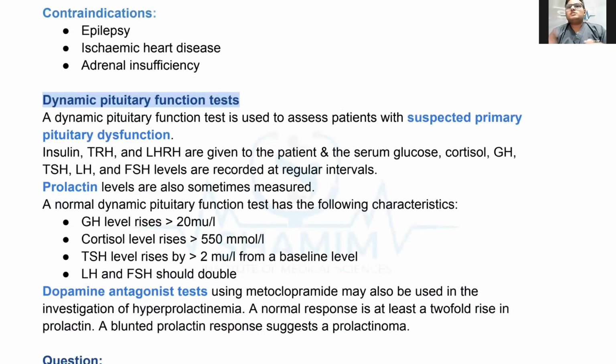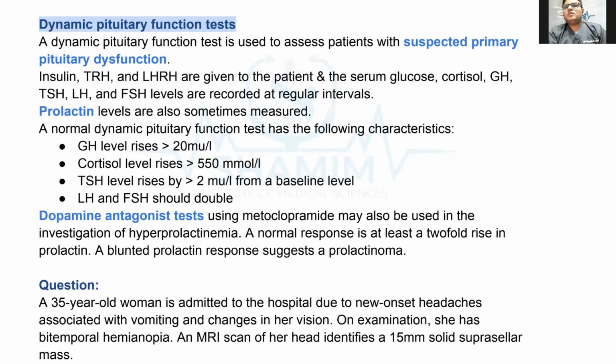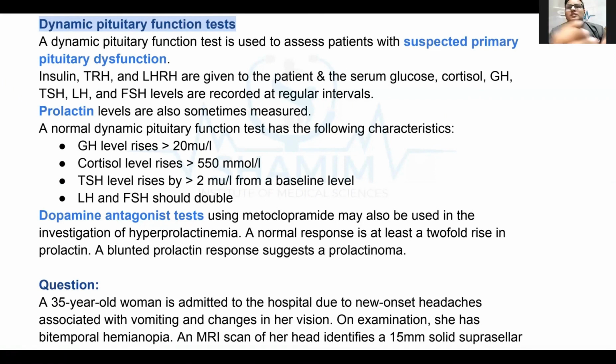Now we discuss the dynamic pituitary function tests. What are dynamic pituitary function tests? These are different tests in which we inject different hormones into the body and check the release of hormones from the anterior pituitary. So we check the function of the pituitary gland. Which hormones are being injected? Insulin, thyrotropin-releasing hormone, and luteinizing hormone-releasing hormone. These are given to the patients, and then what do we check?